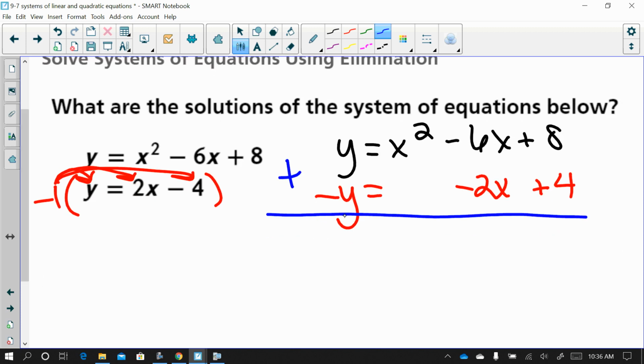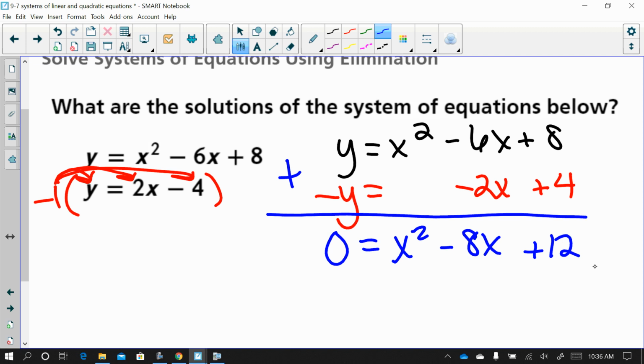Y minus y is 0. Okay, still just have x squared. -6x plus a -2x is a -8x. 8 plus 4 is 12. Okay, so I have 0 equals x squared minus 8x plus 12.